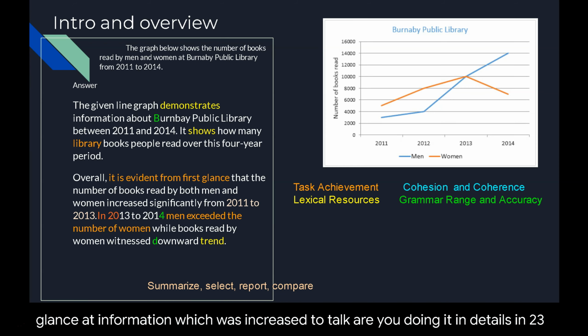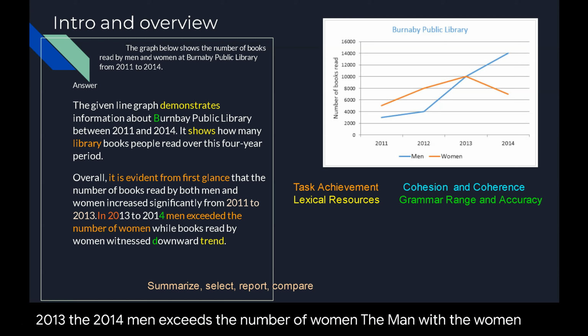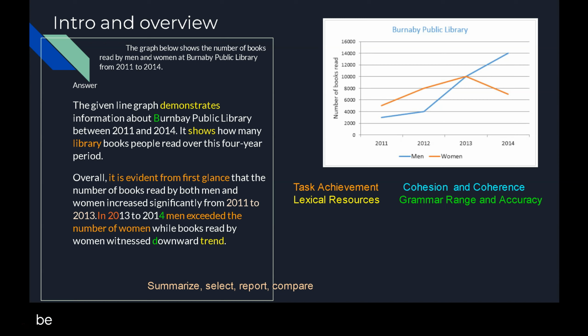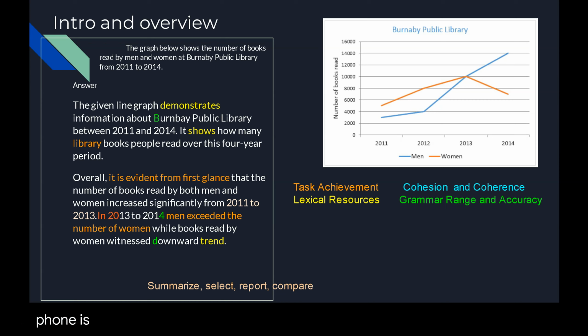In 2013 to 2014, men exceeded the number of women. Really? The men exceeded the women? Maybe it was just a couple of hundred guys who checked the books out often. Well, the point is that the chart shows the number of books, not the number of men and women. So that's not accurate. And when you include an inaccurate point in your overview, it's not good for your task sheet.